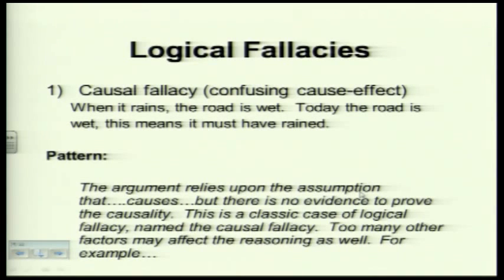Since today the road is wet, it means that it must have rained, okay? Here, the fallacy is that because we see that it's wet, it must have rained. It could be wet based on other reasons, right? Like somebody poured water onto the road and so on. So it might not necessarily be the rain that causes the road to be wet. So this is a causal fallacy, okay?